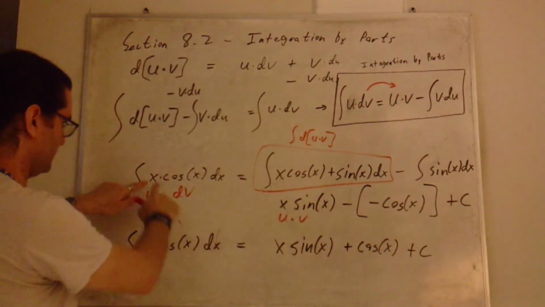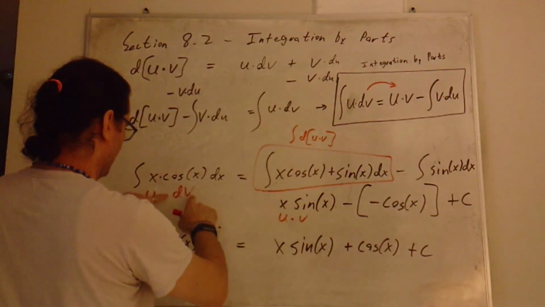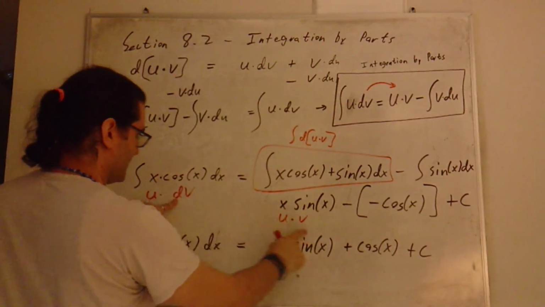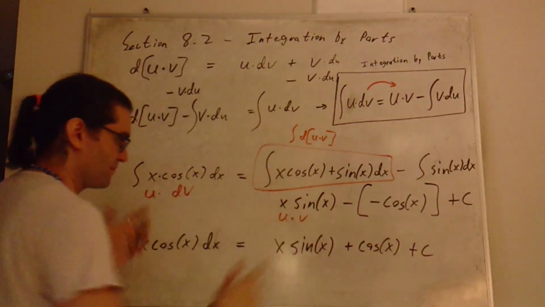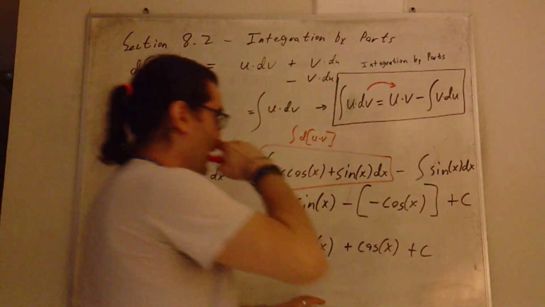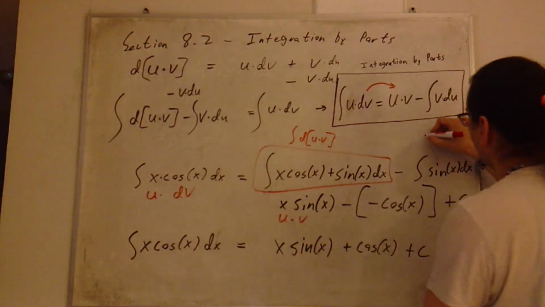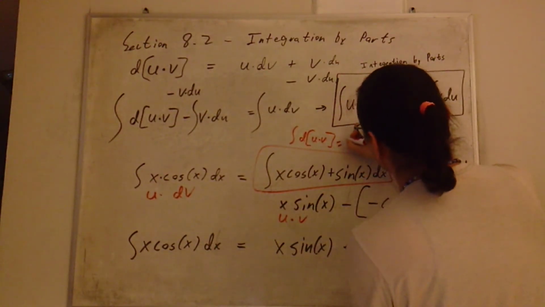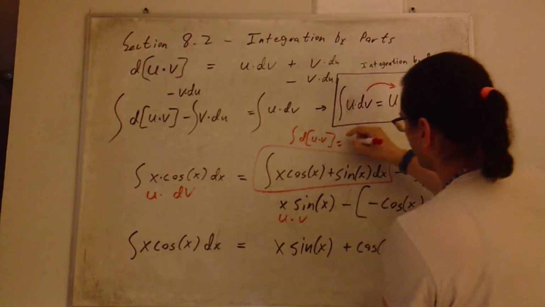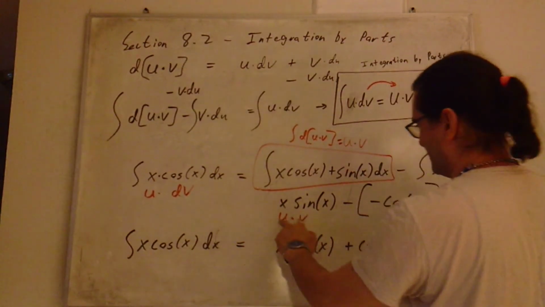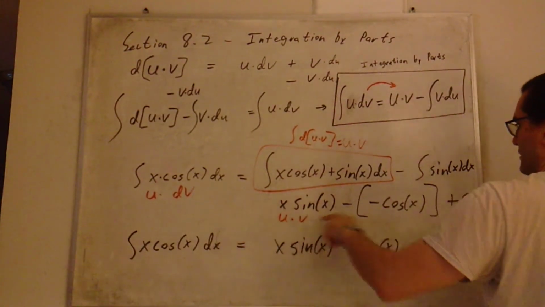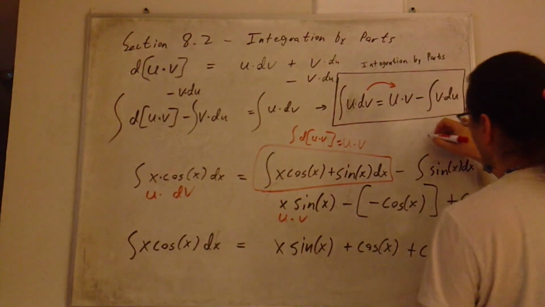Which checks out. x is still u. If cosine is the derivative of v, that means that sine is v. And this piece right here, this is the integral of the derivative of u times v, which means it's just u times v, which it is. It's the u times v, it's right here. This is the integral of v du.